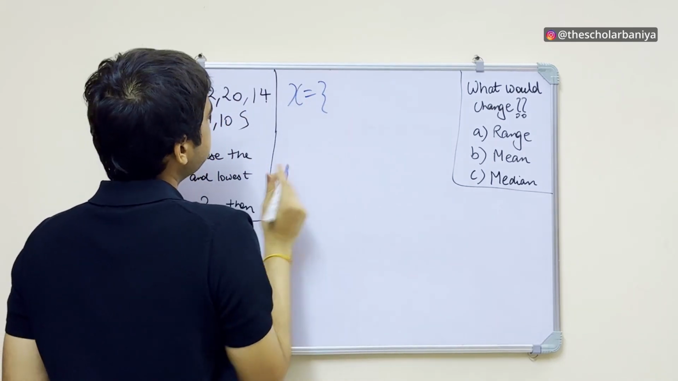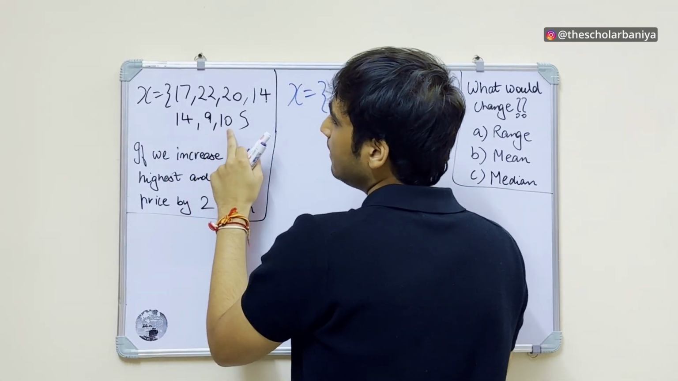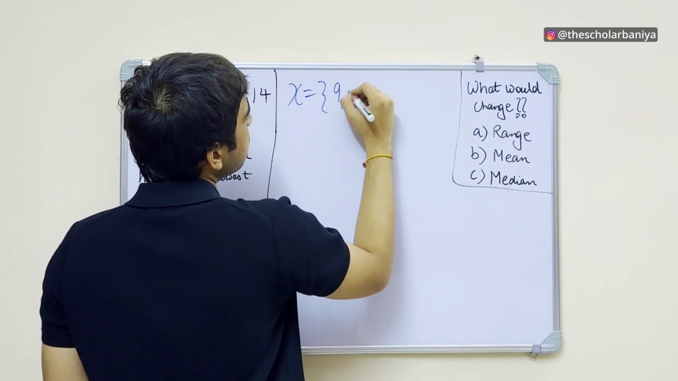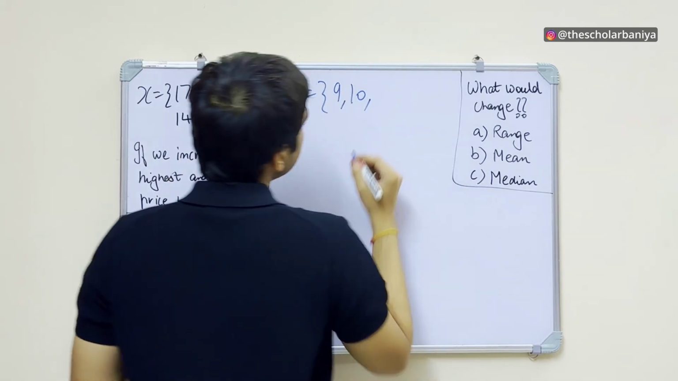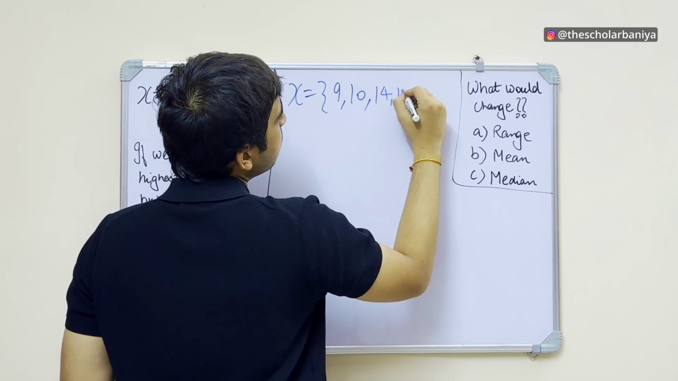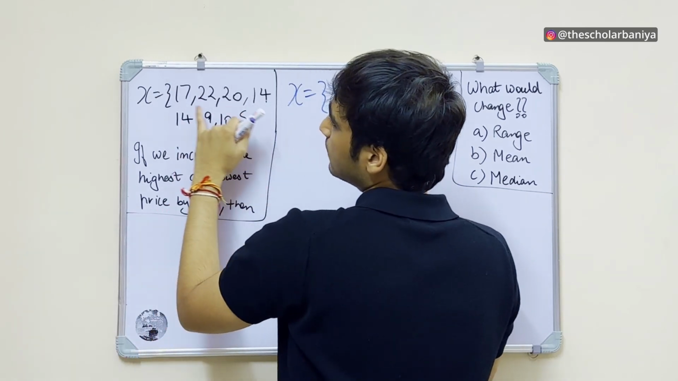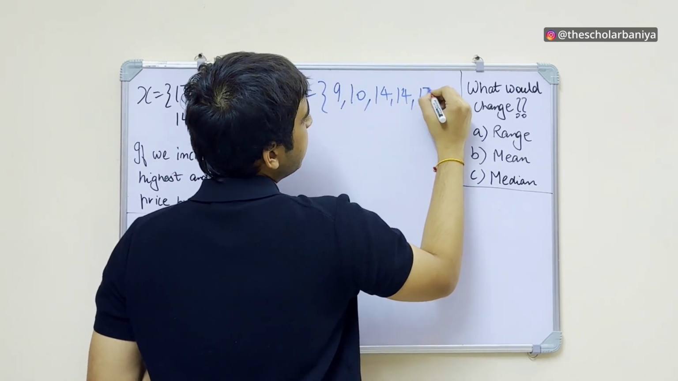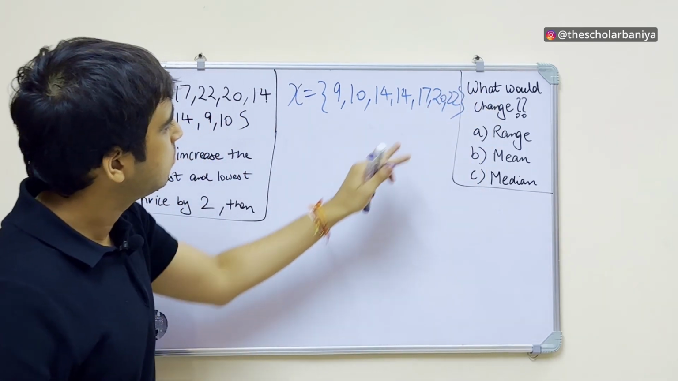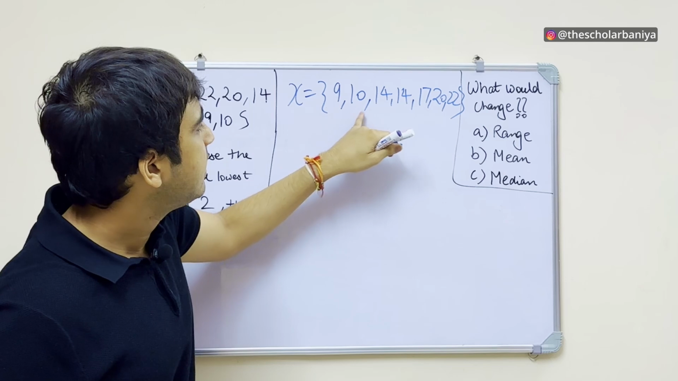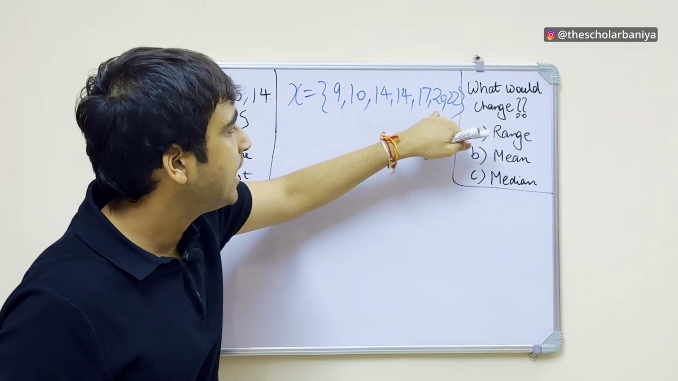X is equal to 9, 10, 14, 14, 17, 20, 22. I hope this is clear. 9, 10, 14, 14, 17, 20, 22.